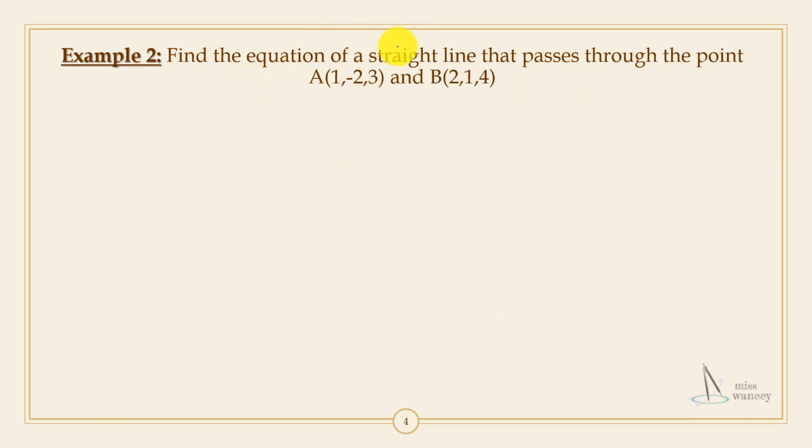Find the equation of a straight line that passes through the points A and B. Again, write down the equation of a straight line, r equal to a plus tv. Again, for this example, I'm going to do all three of them. We're going to see how we do it for the vector, parametric and symmetric equation or Cartesian equation.